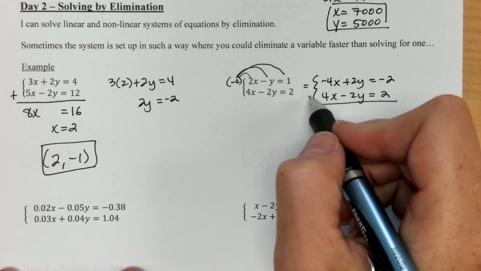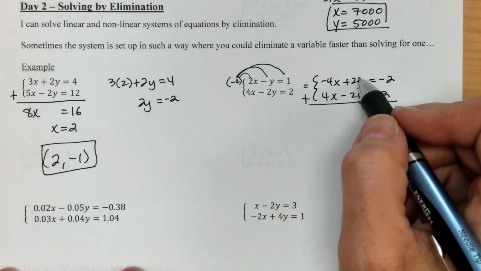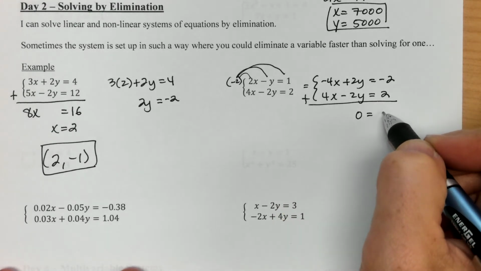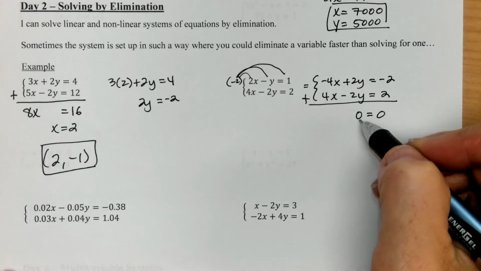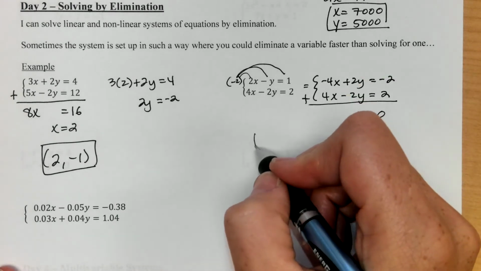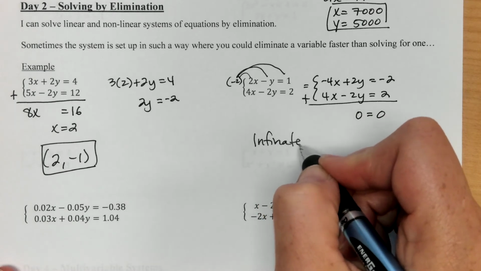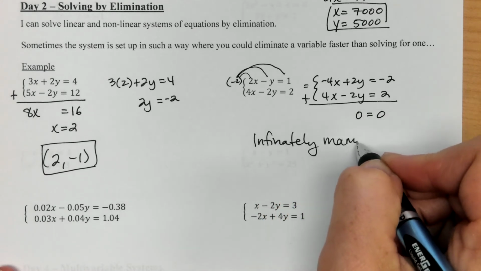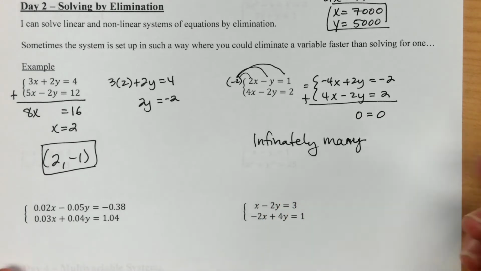So then doing that same concept, I'm going to add them together. I get 0 x's, I get 0 y's, and then I get 0. If I get a true statement, 0 equals 0, that means infinitely many. It means that they are the same line, and they will have infinitely many solutions.